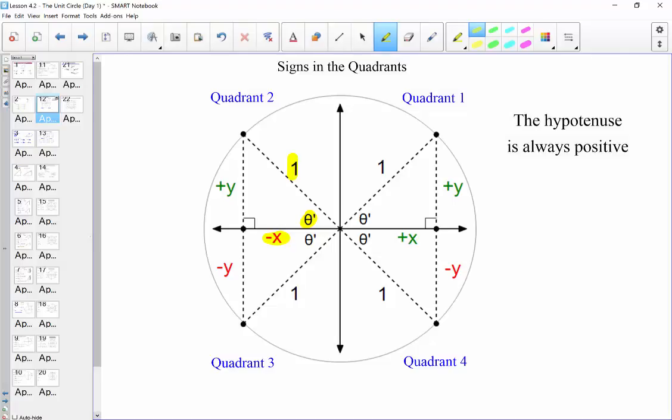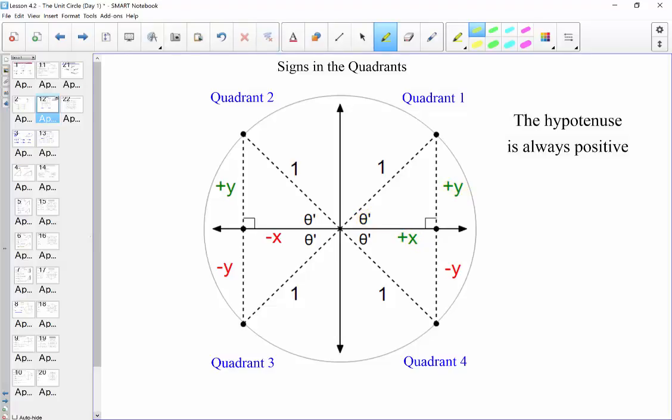And not only can we do it for cosine and sine, we could also do it for the other trig functions, the tangent, the cotangent, the cosecant, and the secant. Let's look at a couple of them. Let's look at tangent. So the tangent in quadrant 1 is equal to opposite over adjacent. So if we're looking at an angle in quadrant 1, the opposite side is positive y over positive x. So the tangent is positive in quadrant 1.